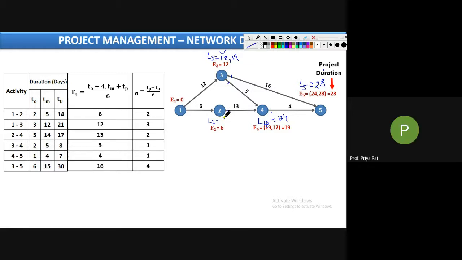11. Yes. Now your last is L1. So for L1, tail 2 and 3. L2 minus 6 is your 5, and L3 is 12. So 12 minus 12 is 0. So we will take the minimum, which is 0.